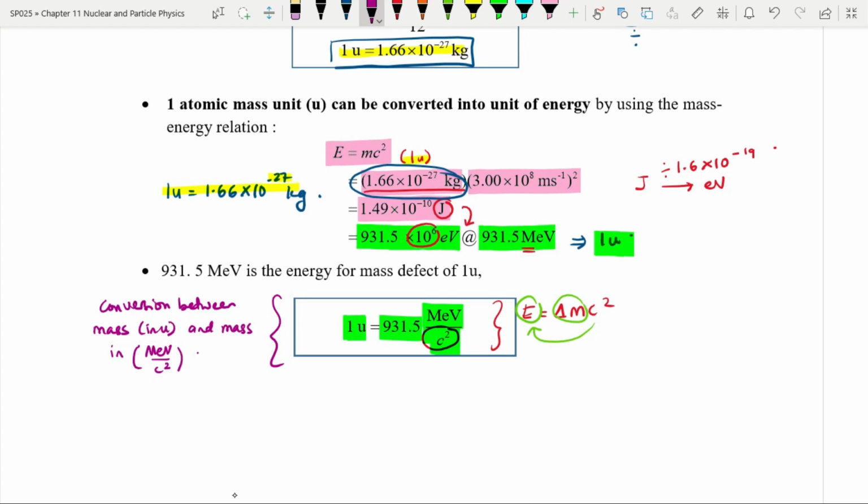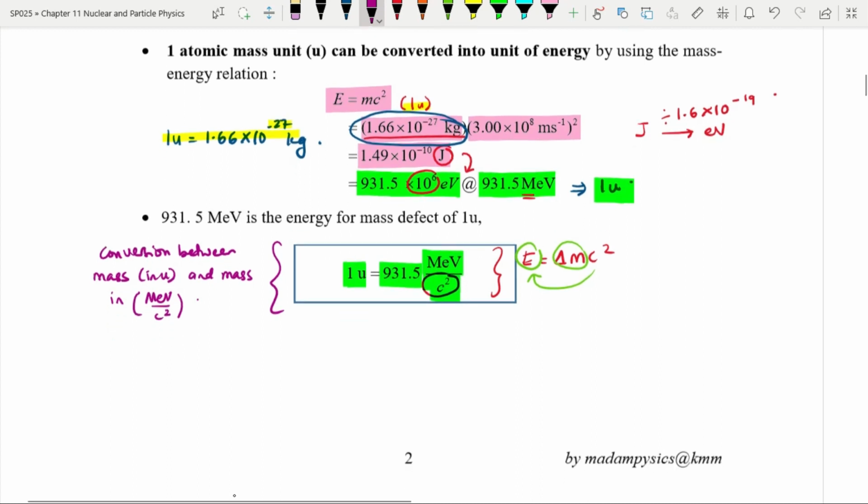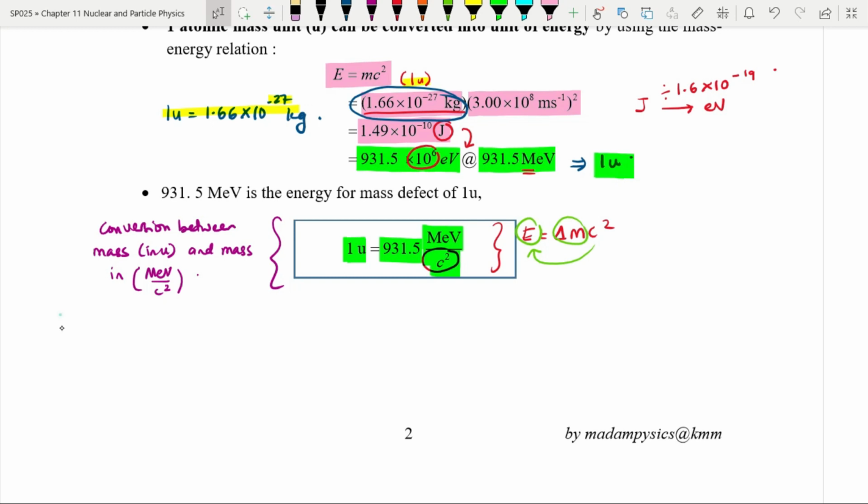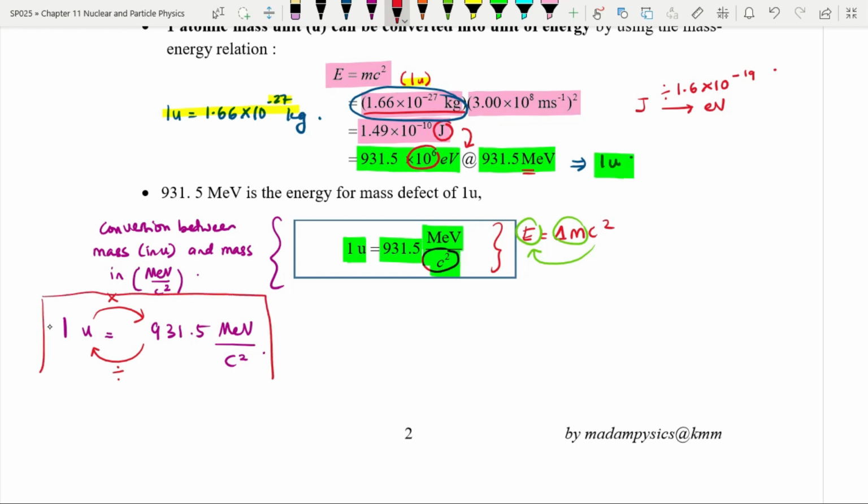Okay, so maksudnya kita akan kata to convert 1 U, okay, to convert U to MeV over C square. Okay, ini adalah dia punya conversion. So, kalau kita nak convert U kepada MeV C square, we have to times. And then kalau kita nak convert MeV over C square kepada U, kita perlu divide. Okay, so maksudnya lebih kepada conversion between mass lah. Between mass in U dan mass in MeV over C square.